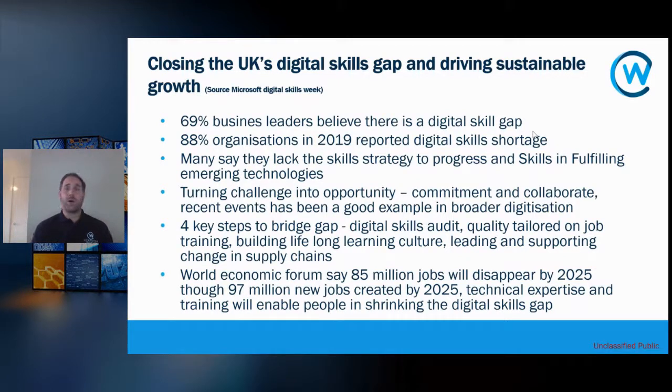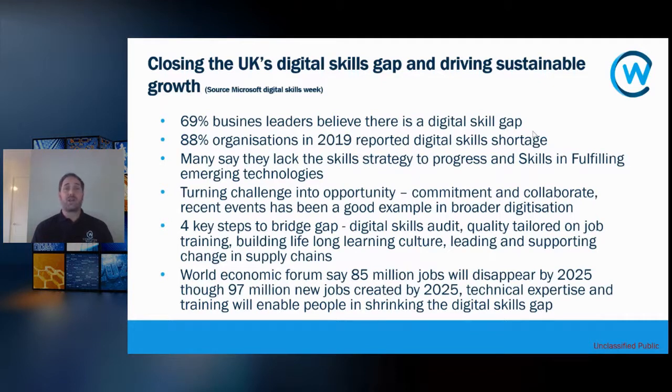This impacts IT departments as it can commonly add to an increase of workload and questions asked within IT and its help desks. 69% of business leaders believe there are digital skill gaps. 88% of organisations in 2019 reported digital skills shortages. And many say there is a lack of skills strategy to progress and skill up in fulfilling emerging technologies. Turning challenge into opportunity is really key within learning and development strategy and commitment to collaborate. Recent events have been a good example of how the broader digitalisation has worked in organisations.